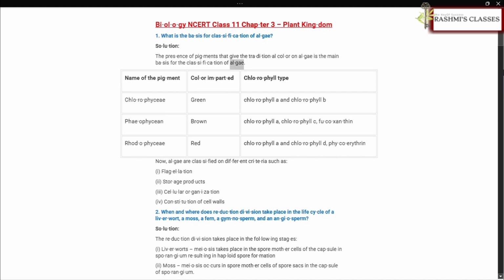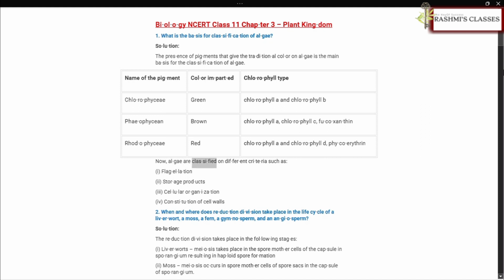algae. Name of the pigment, color imparted, chlorophyll type. Chlorophyll: green, chlorophyll A and chlorophyll B. Phaeophyceae: brown, chlorophyll A, chlorophyll C, fucoxanthin. Rhodophyceae: red, chlorophyll A and chlorophyll D, phycoerythrin.